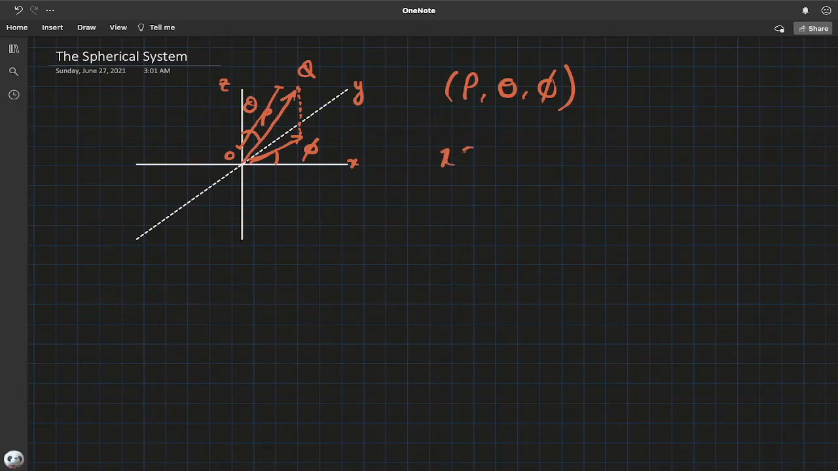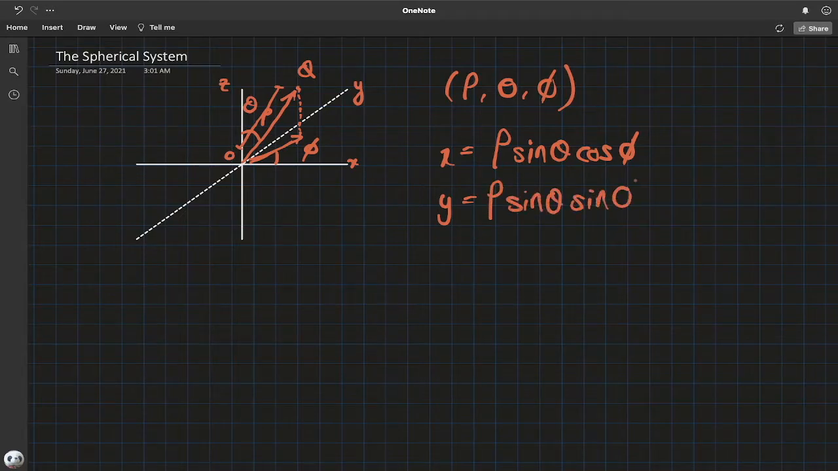Now the conversions are x is rho sine theta cosine phi. You can clearly do the geometry. First project this onto the xy plane and then project that projection onto the x-axis to get the x component. Project that projection onto the y-axis to get the y component. And for z you don't need to project onto the xy plane, just project onto the z-axis to get the z component.